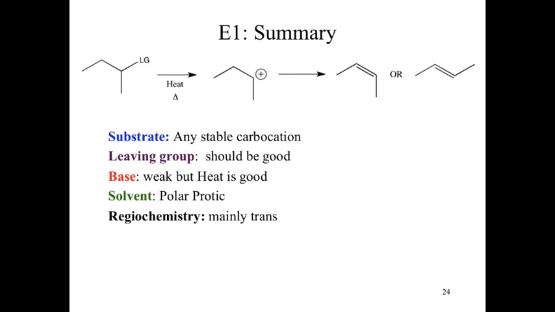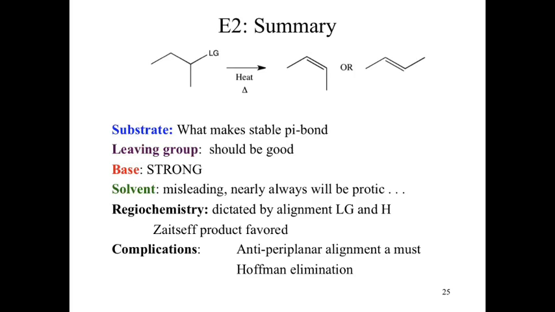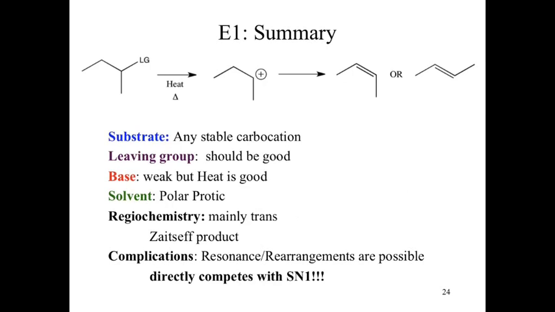As far as your regiochemistry and your product, we get mainly the trans product, and that's because that forms the more stable double bond. Okay, we've got the trans product. The other aspect that comes out of that is that we get the Zaitsev product favored. We want the most stable double bond, so we'll eliminate such that we form the most substituted double bond. Sorry about that. So we want our Zaitsev product.